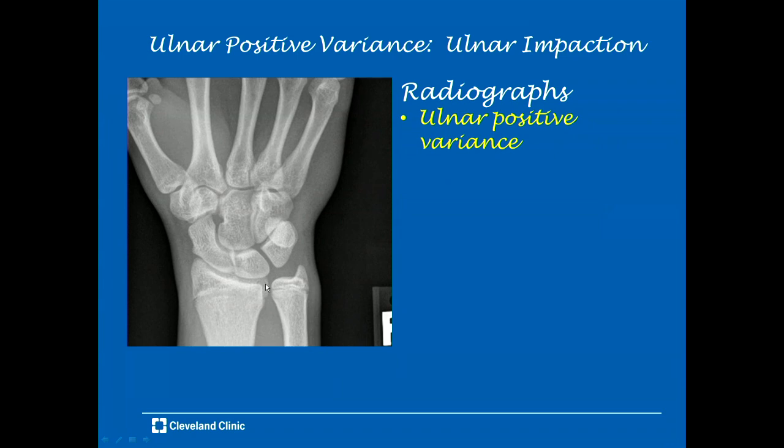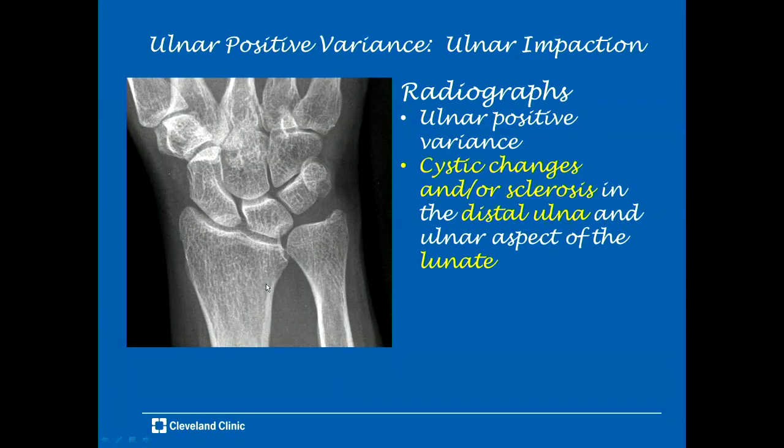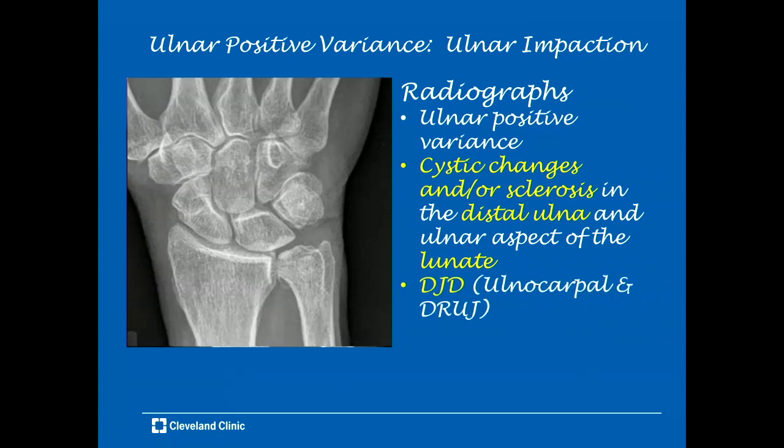As a result, the ulna can abut the lunate, resulting in cystic changes in the ulnar aspect of the lunate or sclerosis. And when it progresses, it can result in degenerative arthritis both at the ulnocarpal joint as well as the distal radioulnar joint, as in this case.